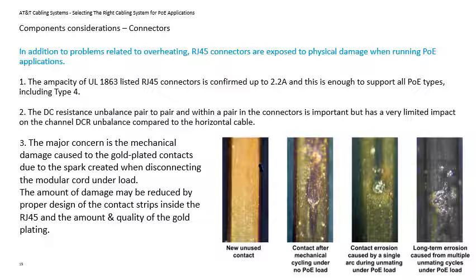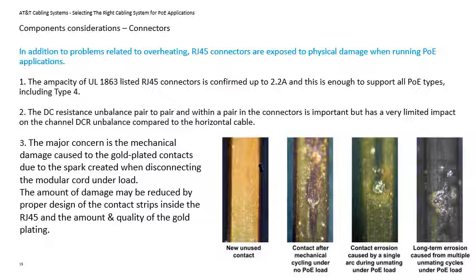The major concern is the mechanical damage caused to the gold-plated contacts due to the spark created when disconnecting the modular cord under load. The amount of damage may be reduced by proper design of the contact strips inside the RJ45 and the amount and quality of the gold plating itself. You can see from the pictures, we have 4 pictures. The one on the left shows the new unused contact.